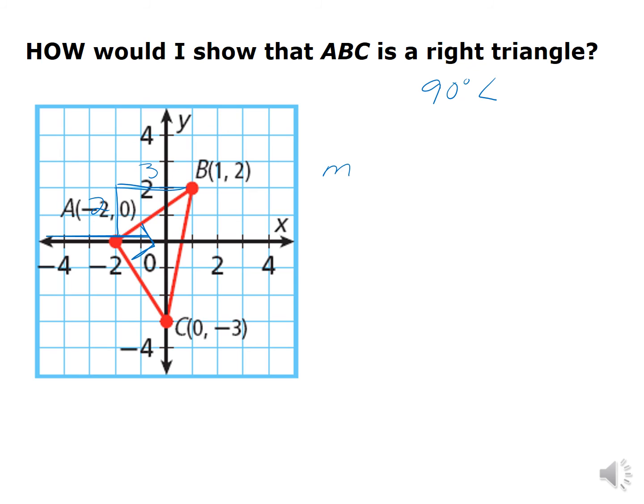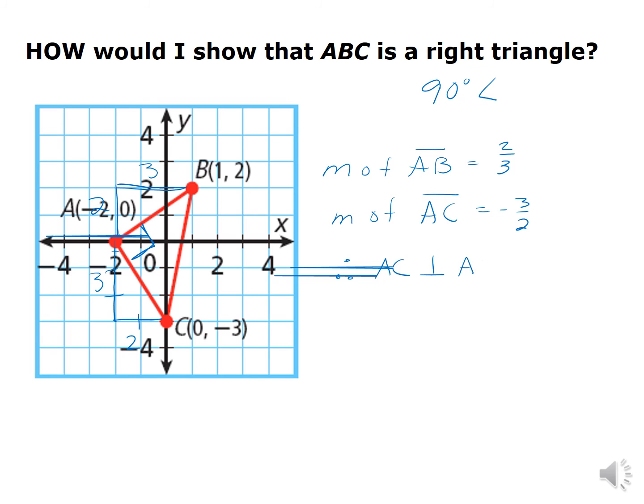So the slope of AB equals 2 over 3. I'm going to do this one. And 1, 2, 3 over 2. And this one's negative. And the slope of AC is -3 over 2. Therefore, AC is perpendicular to AB. Sorry about my little extra lines. And so ABC is a right triangle.